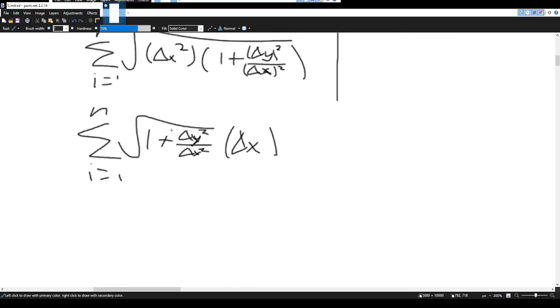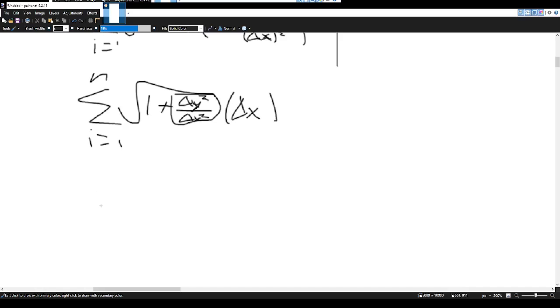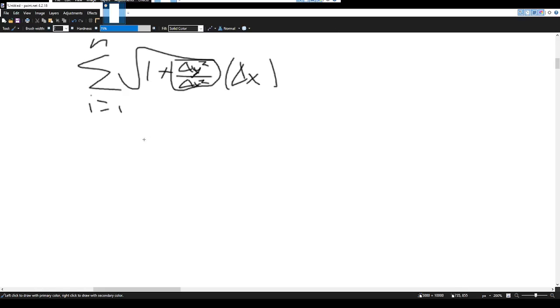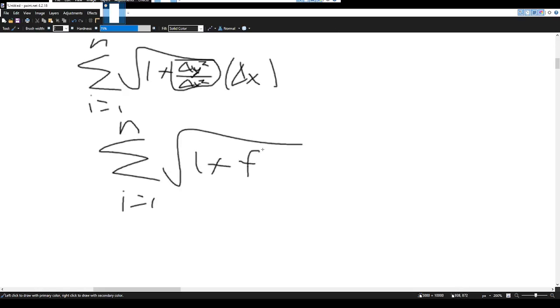So you can actually replace this with the derivative squared. So what we're going to say is the sum, i equals 1, of the square root of 1 plus f prime of x squared, and then delta x. And then you can go through, of course, the whole limit as delta x goes to 0, and all that stuff.